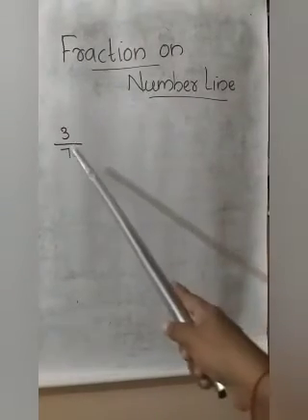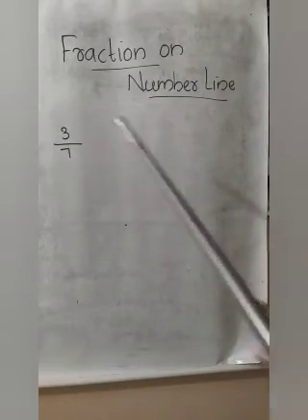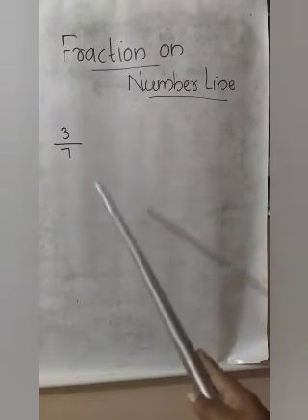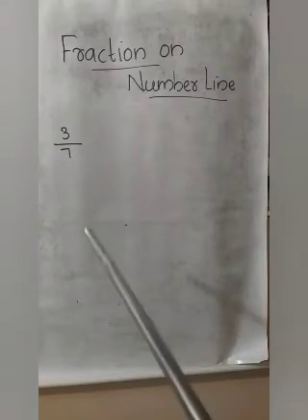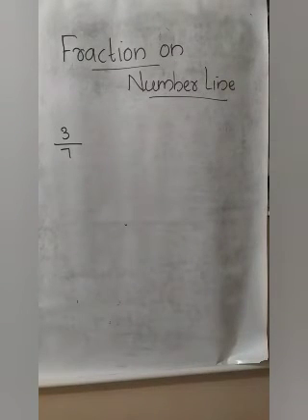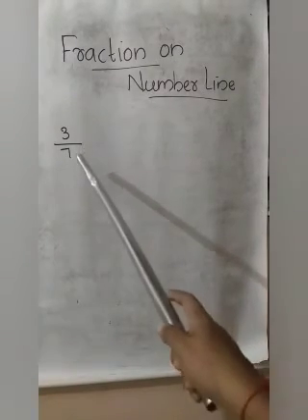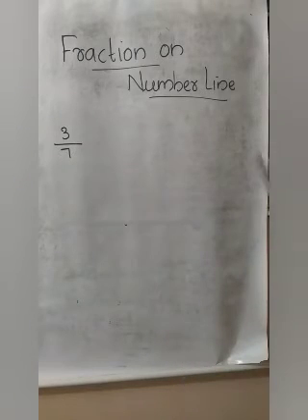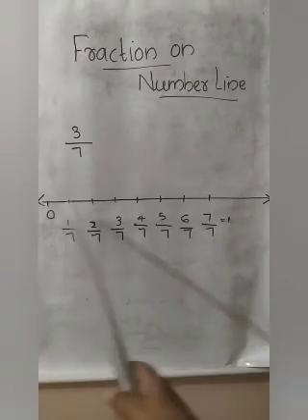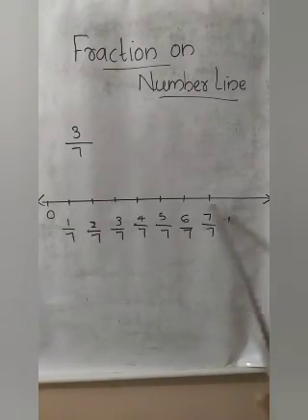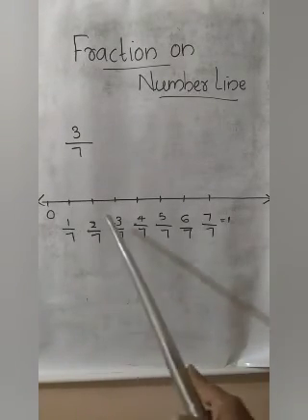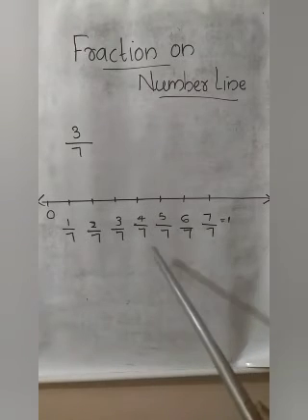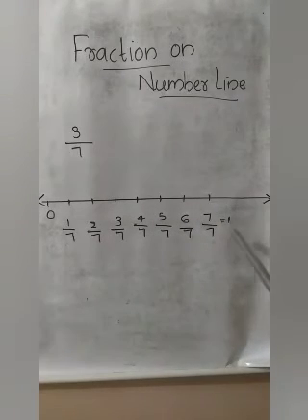Example, mark 3 by 7 on the number line. Here the fraction is 3 by 7. So into how many parts should we divide our 1 unit distance? Here the denominator is 7. So into 7 parts we have to divide. So we divided the distance of 1 unit into 7 equal parts. Each part will be 1 by 7, 2 by 7, 3 by 7, 4 by 7, 5 by 7, 6 by 7, 7 by 7.